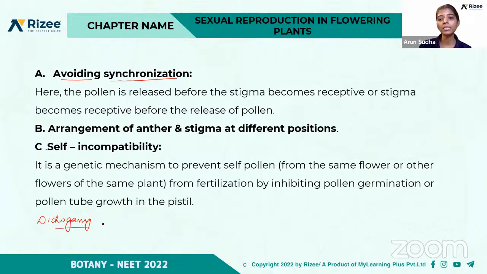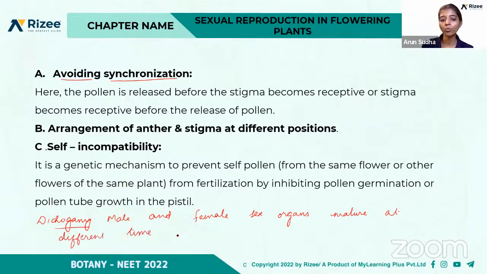Dichogamy means the male and the female sex organs mature at different times, right? Here there are two types. One is called protandry and another one is called protogyny.